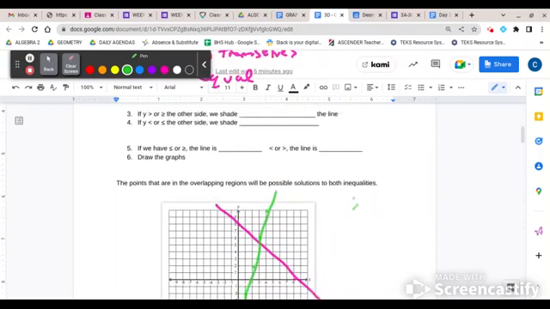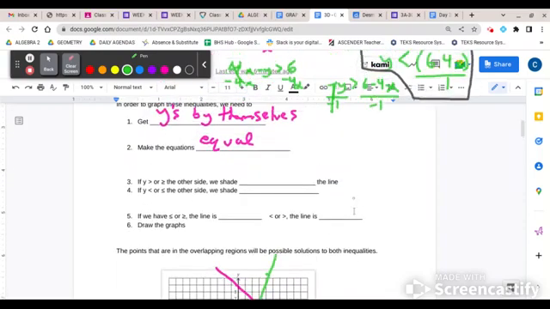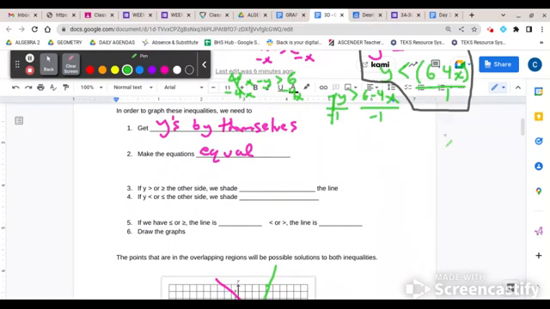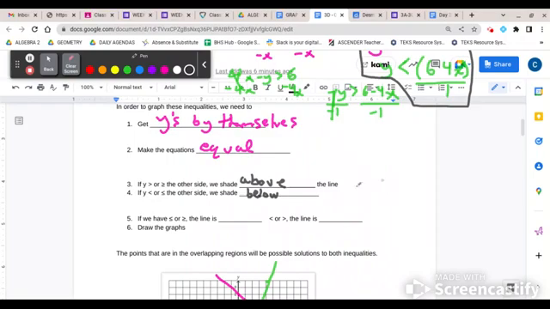Okay, so we have our graphs. We sketched them out. Set them equal, sketched them out. Now, if we're looking here, if we have y being greater than or equal to, we're going to shade above the line. If y is less than or equal to, we shade below the line. Okay, and our shaded region is what is going to happen here. So if y is greater than or equal to, we'll shade above the line. Less than or equal to, we'll shade below the line.